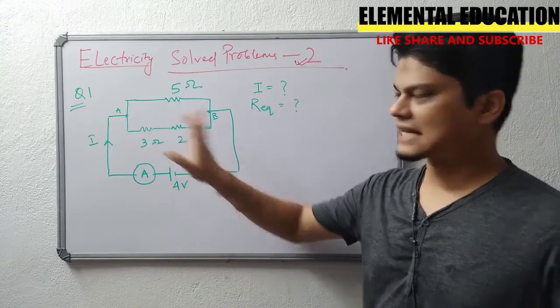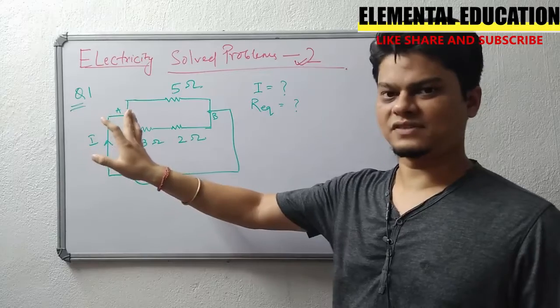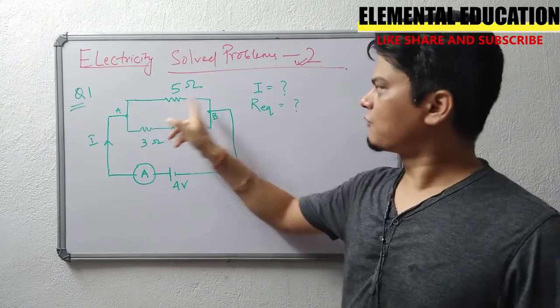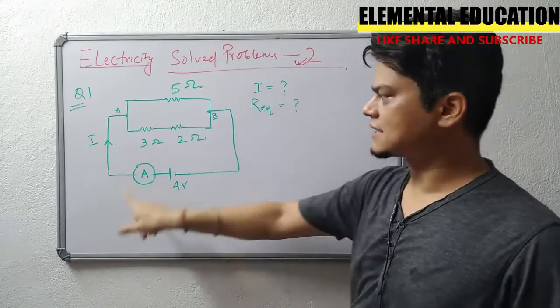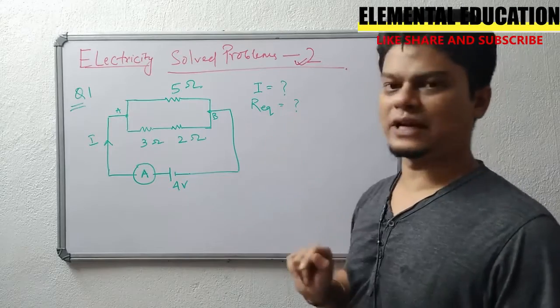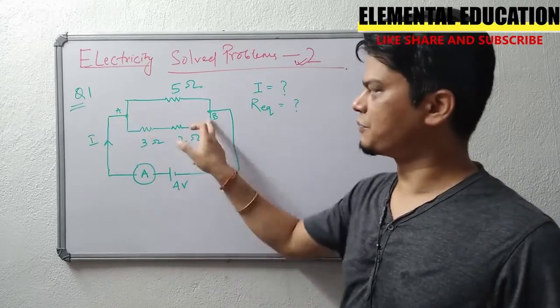There are 3 resistances in total. They are connected in a combination of series and parallel. The question is, we have to find the current I across this ammeter. This is the current I. And what is the R equivalent? R equivalent means total resistance across this point A and B.